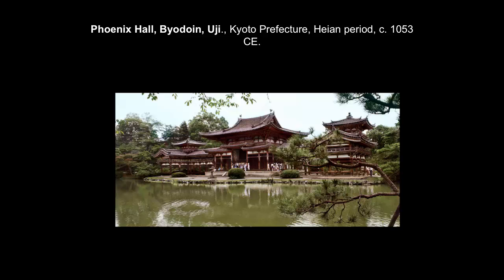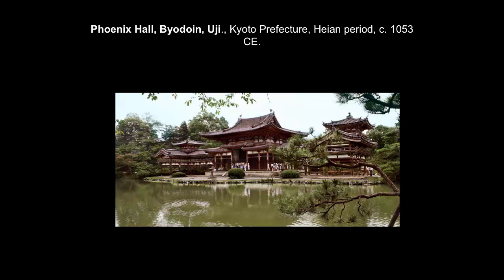So what we're looking at here is a temple near Kyoto called the Phoenix Hall. And it is devoted to the particular Buddha of this branch of Buddhism that's being practiced at this time, known as Pure Land Buddhism. And the Buddha is referred to as Amida, A-M-I-D-A, Amida Buddha.